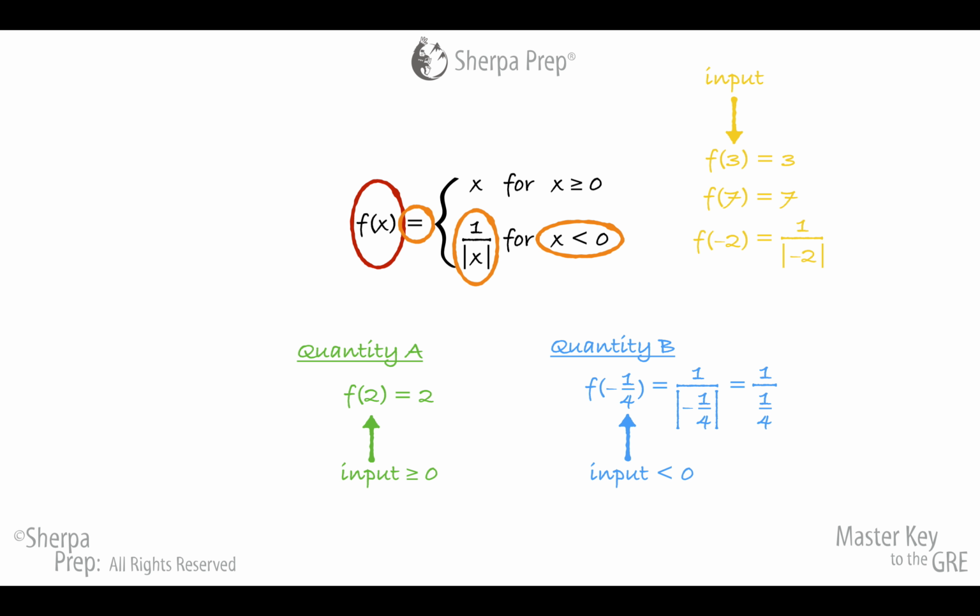And remember, the way you divide with a fraction is you multiply by the reciprocal. In other words, 1 divided by 1/4 is the same thing as 1 times 4/1, which means quantity B equals 4. And if that's the case, we can see that quantity B is bigger than quantity A. And remember, whenever B is bigger than A, that means the correct answer is B.